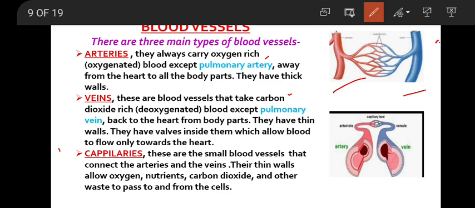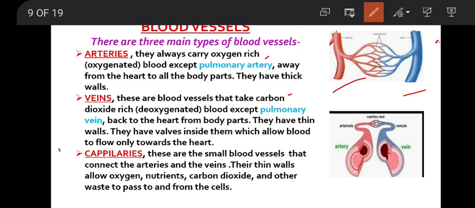That blood is carried towards the heart by the veins, except only one kind of vein, called the pulmonary vein, which carries blood that is rich in oxygen. The remaining veins carry blood rich in carbon dioxide, which we call deoxygenated blood, and they have thin walls.